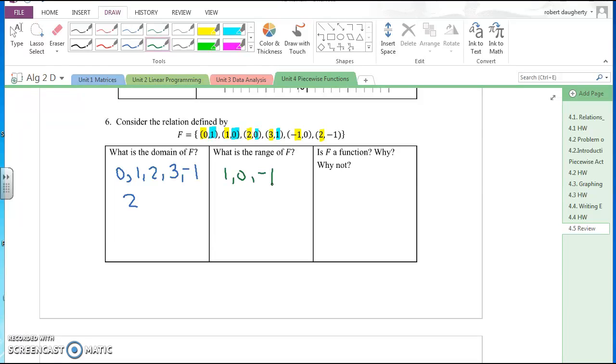Is this a function? Okay, for it not to be a function, I would have to have repeated x values. If I look at my x values, they are all distinct. So yes, this is a function because there are no repeated x values. Okay, we'll pause there and come back for the rest of it in just a moment.